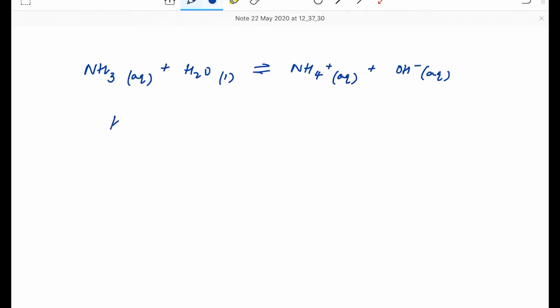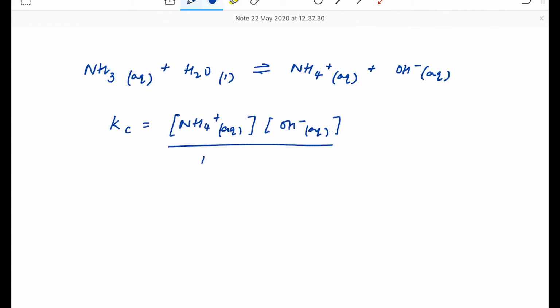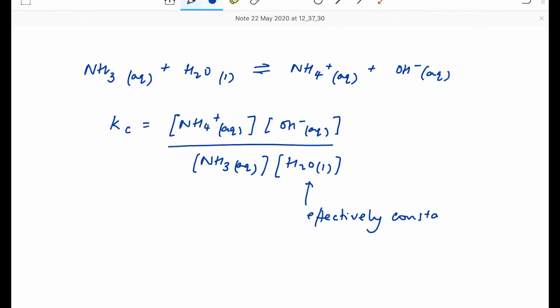So let's write the expression just for general equilibrium, Kc. Once again, it's concentration of products over reactants. So if I'm doing this properly, I should make sure that I have state symbols. Square brackets denote concentration, hydroxide ion, over my reactants, which is the unreacted ammonia and water. Now, once again, because we're working in solution, we can assume that the concentration of water is effectively constant.